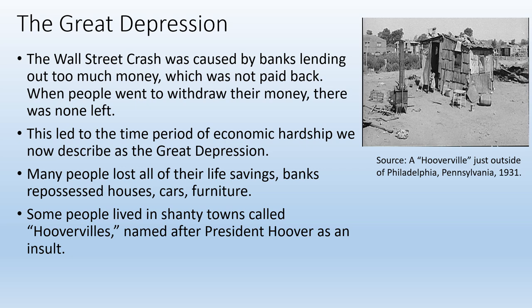Now, this led to a time of economic hardship we call the Great Depression. People lost their life savings overnight. This led to banks repossessing houses, cars, furniture, meaning the bank actually went to your home and took stuff away to try and cover their losses. Now, some people even lived in places called shantytowns, which were known as Hoovervilles. They were named after President Herbert C. Hoover. This was a bit of an insult to the president because many Americans felt he wasn't doing enough to resolve the problem. And if we look up to the top right, we can see an example of a Hooverville. This is a little house that someone's built out of old sheets of steel and cardboard because they've lost their home, they've lost their job, they've lost everything, and they're just trying to simply get by.